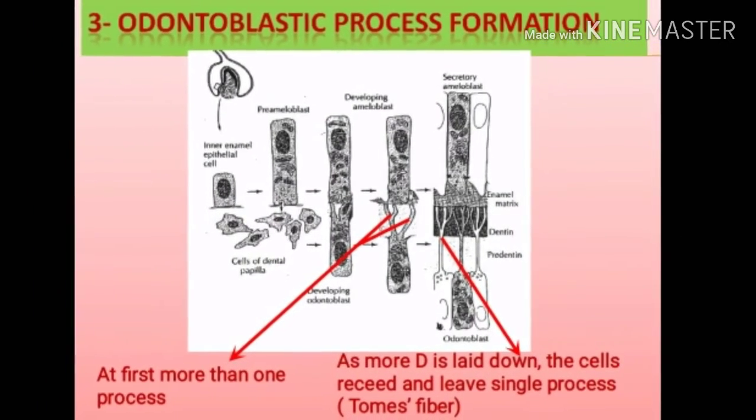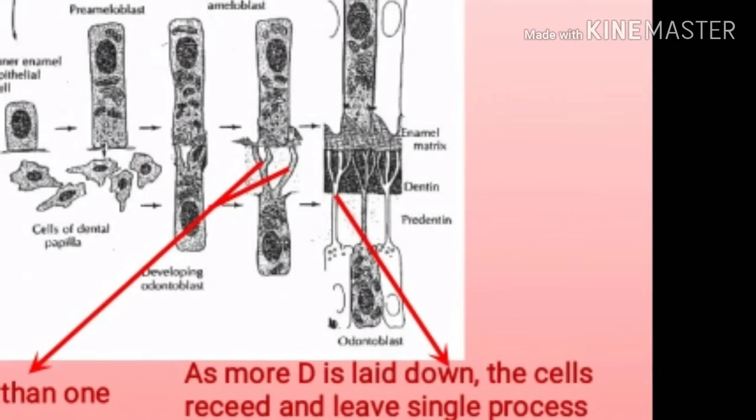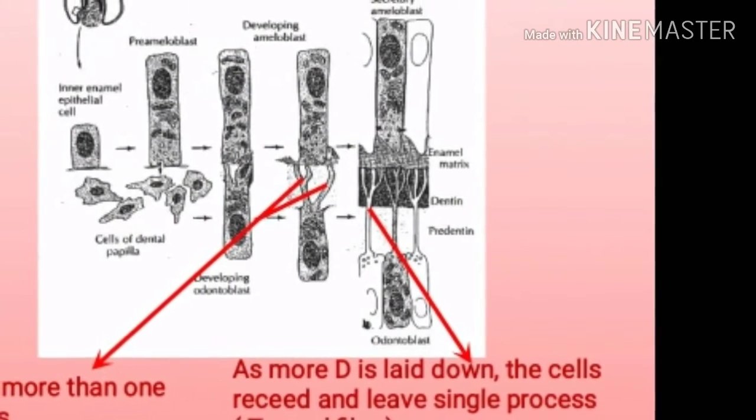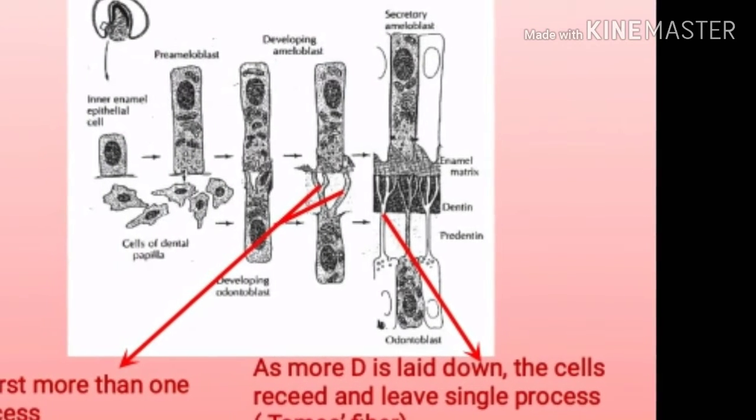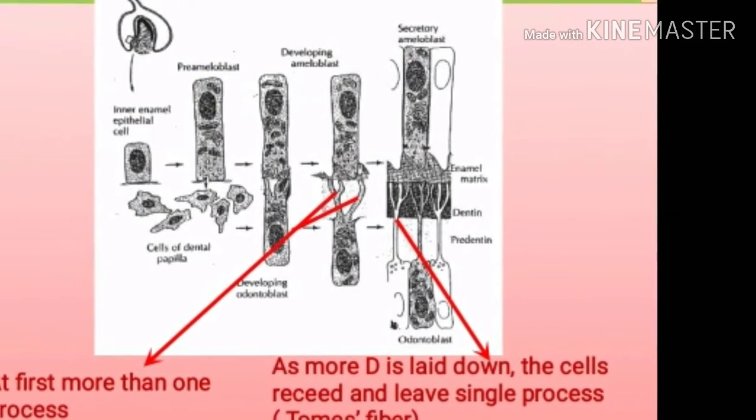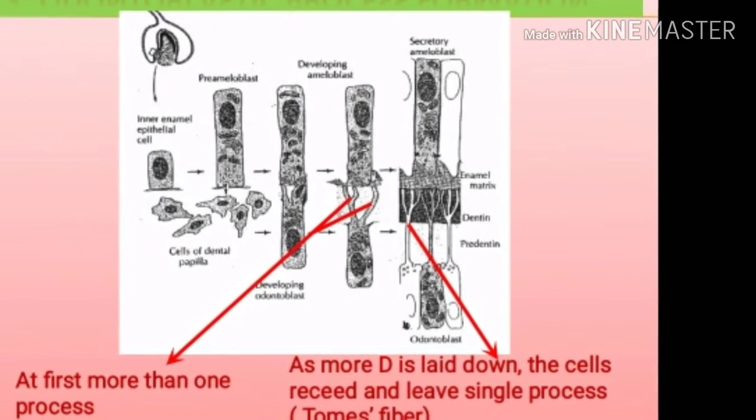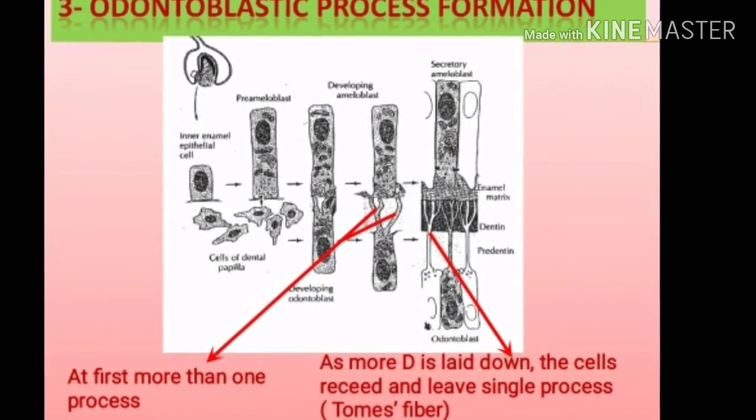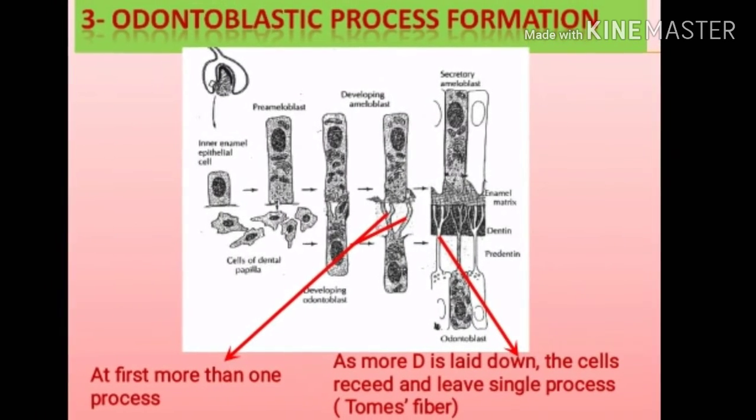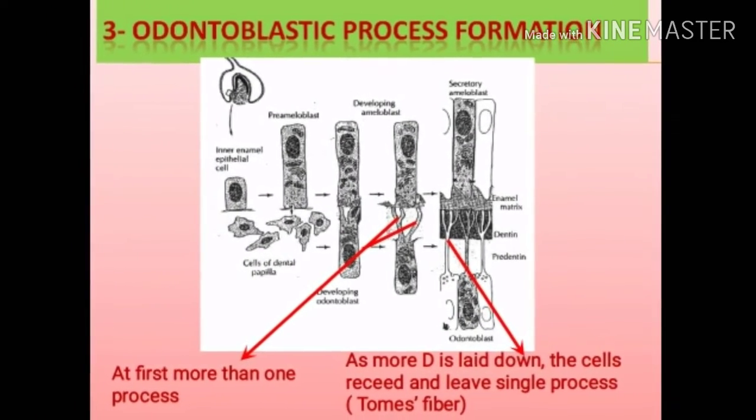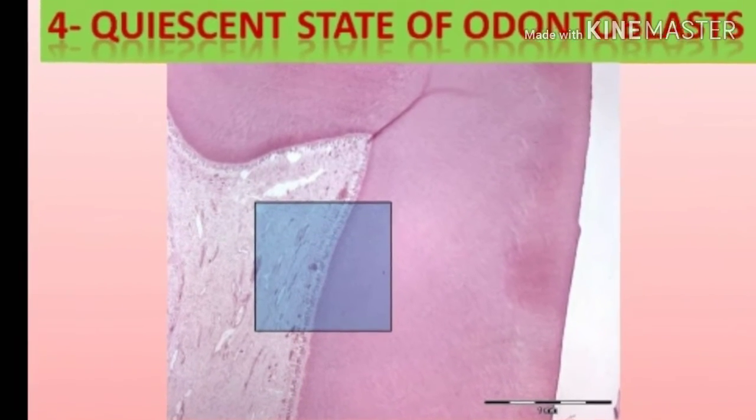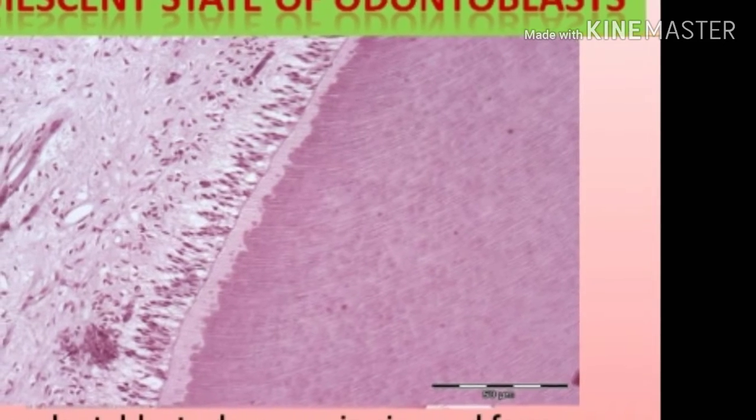The cell body and the nuclei of the odontoblast lie towards the pulp and the processes extend towards the predentin and dentin. First, more than one process of the odontoblast is present, and then as more dentin is laid down, the cell recedes and leaves a single process called Tomes' fiber. The next figure shows the quiescent state of the odontoblast. The odontoblast decreases in size and forms dentin at a slowly diminishing rate until stimulated to form reparative dentin.